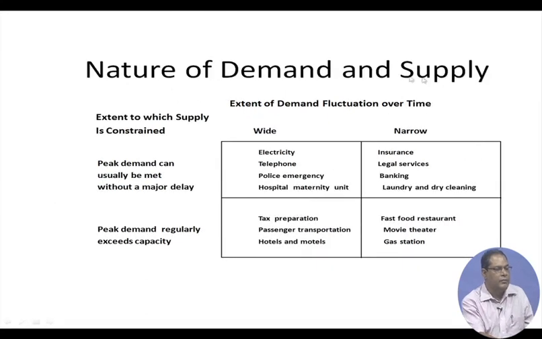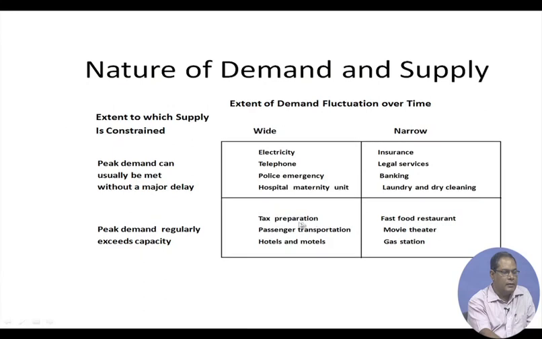Then based on nature of demand and supply. So, the extent of demand fluctuation over time and the extent to which supply is constrained. So, peak demand can usually be met without a major delay, or peak demand regularly exceeds capacity. So, wide demand fluctuation and narrow demand fluctuation. Wide demand fluctuation are electricity, telephone, police emergency, hospital, maternity unit, and narrow are insurance, legal services, banking, laundry and dry cleaning. Peak demand regularly exceeds capacity.